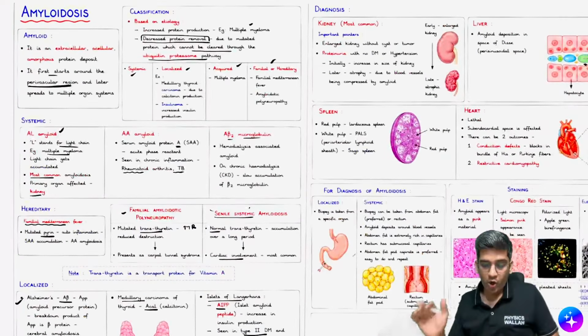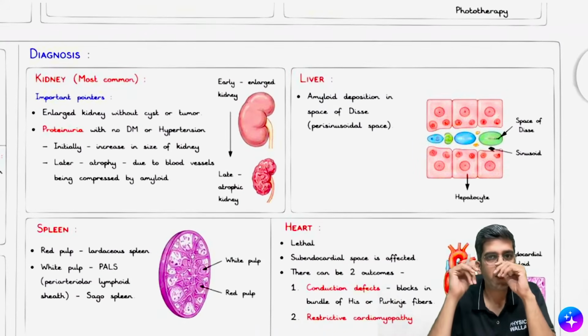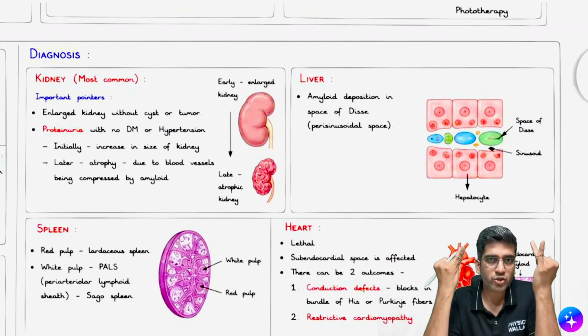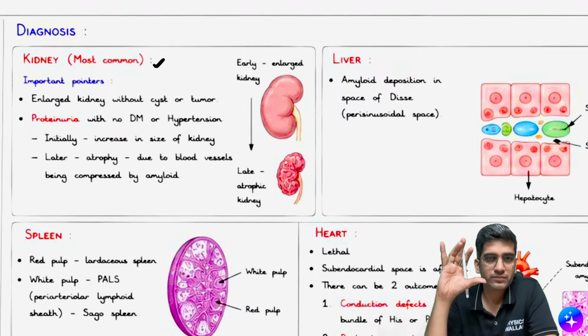So we know all the different types of amyloid. Now what you're going to do is, how do I diagnose them? Diagnose always with gross and microscopy. Gross, kidney is the most common organ affected. Initially, I'll have a big kidney.